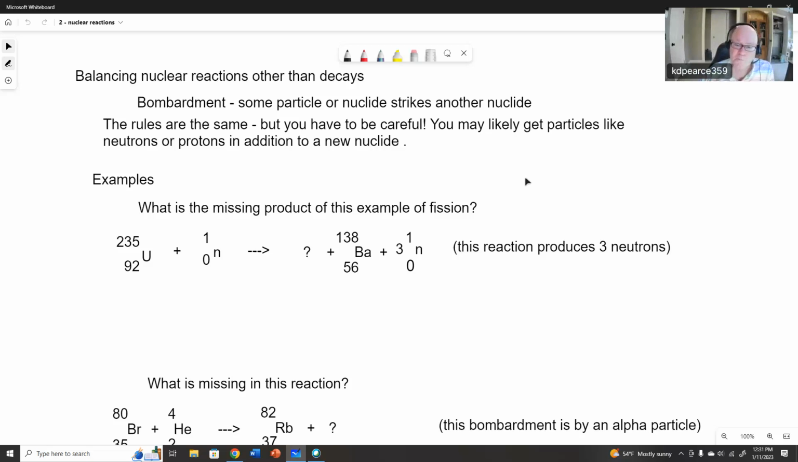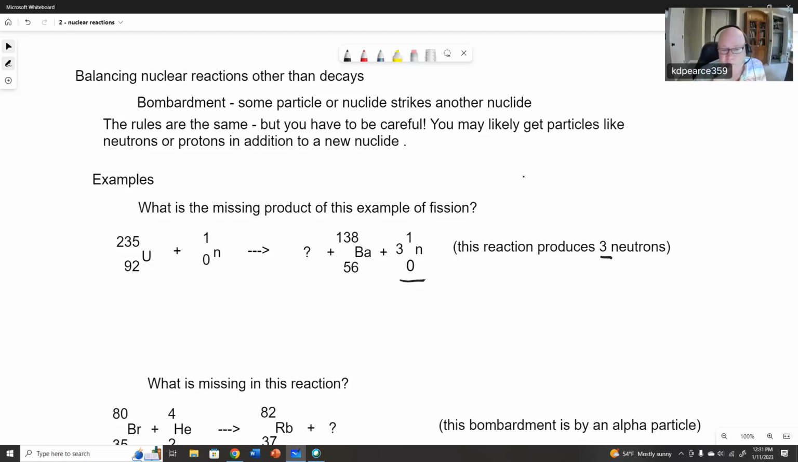Now, fission is where you take a heavy nucleus, which uranium is, uranium-235, and you break it apart into smaller atoms. In other words, fission means you break apart. And so one of the products is barium-138, and we get 3 neutrons out of this reaction. And just like any other balanced chemical reaction, the 3 in front here means that we get 3 neutrons. So we got to be careful there.